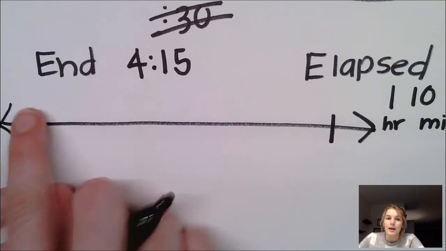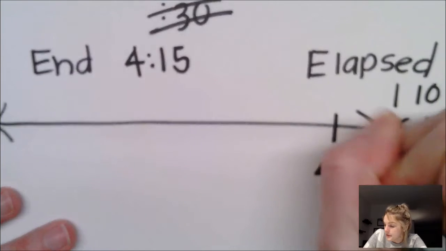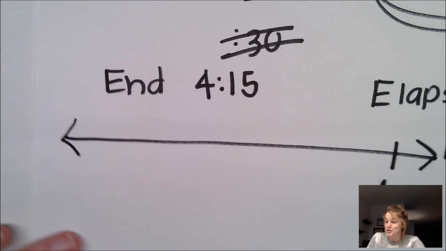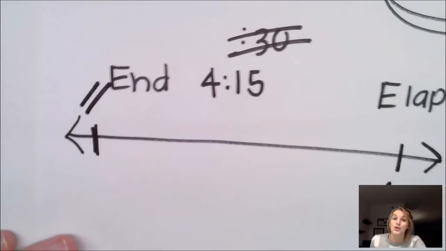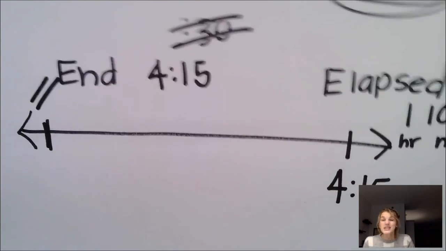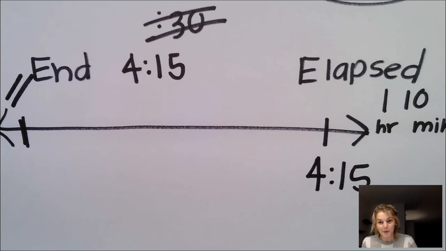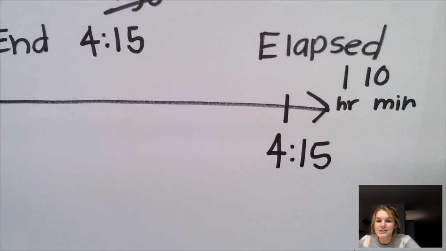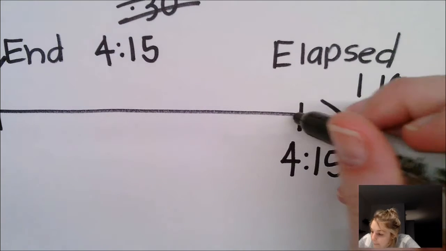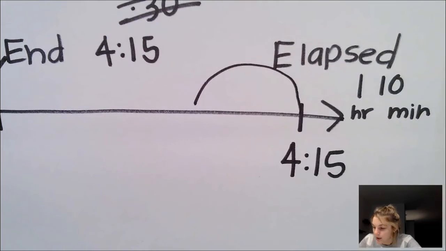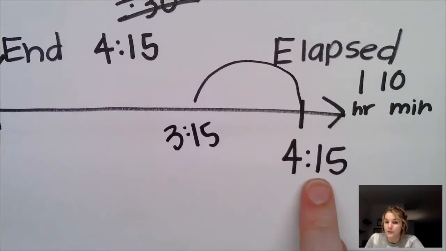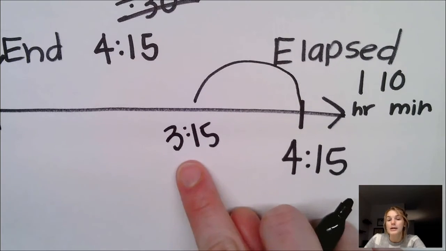Well, let's see. If I ended my homework at 4:15, now I need to figure out the start time. I don't know when I started my homework. That's the question mark. So this is a little bit harder because we have to work backwards. But we're going to use the exact same strategy. Let's go back an hour because I know that's the first thing I can do. I'm going to go back 1 hour, and that gets me to 3:15 because 4:15 minus an hour is 3:15.